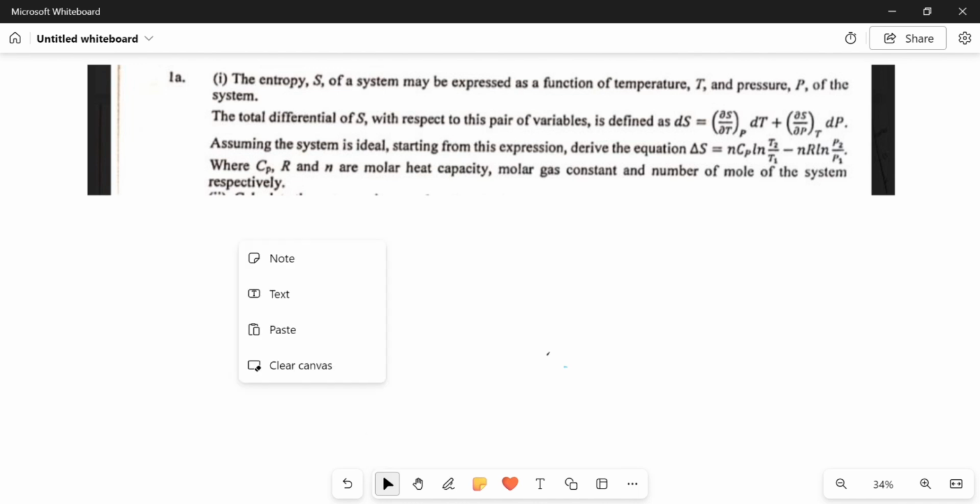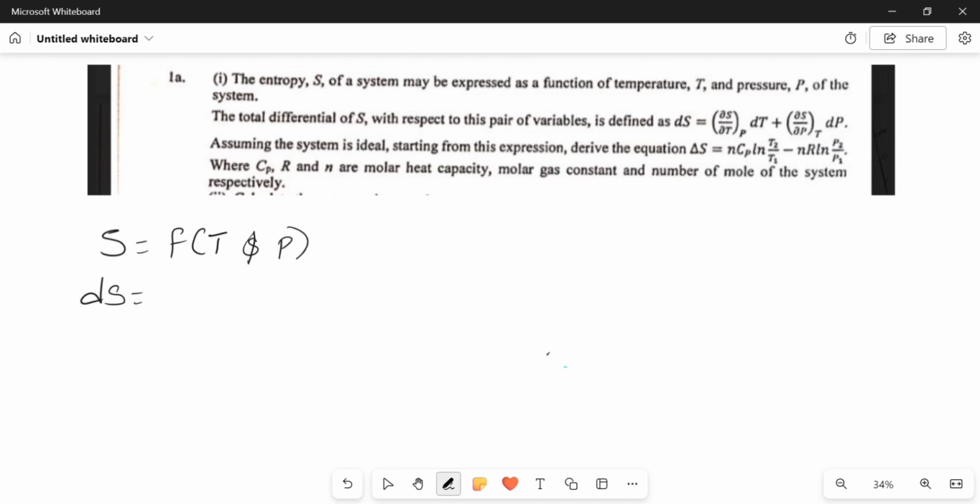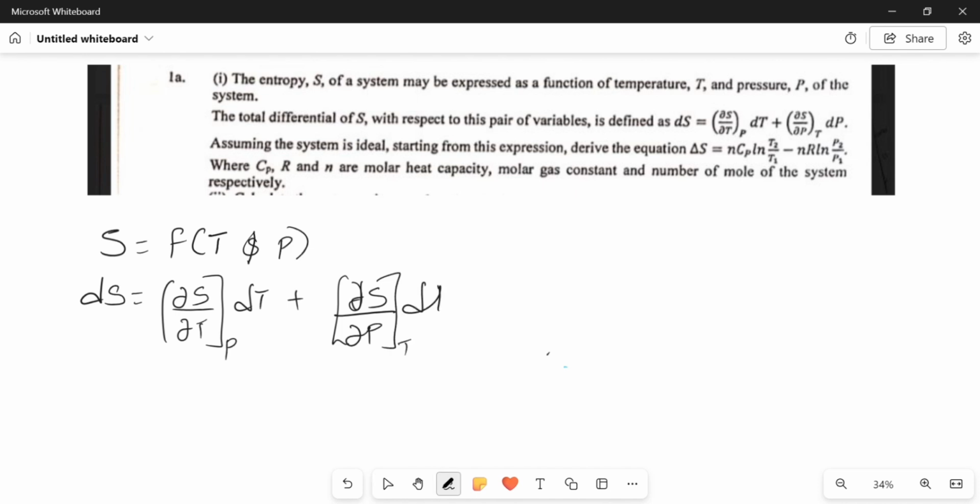They said entropy, that's S, is a function of temperature and pressure. With this, we can conclude that dS is equal to the partial differentiation of S with respect to T at constant pressure dT, plus the partial differentiation of S with respect to P at constant temperature dP. We can conclude this according to the equation they gave us today.